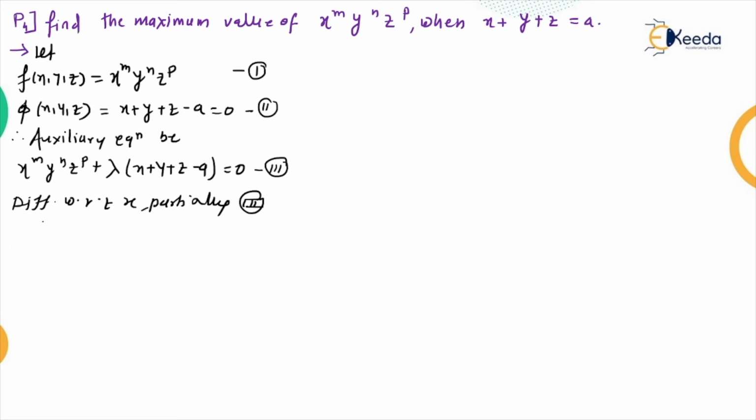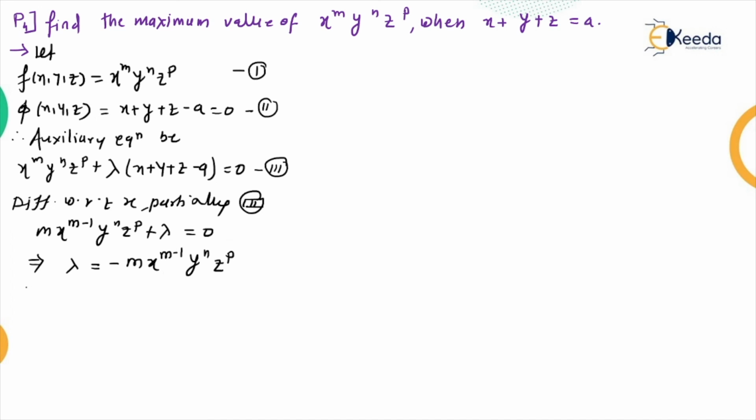After taking the differentiation with respect to x, we get m into x power m minus 1 into y power n and z power p. Because we differentiate with respect to x only, y and z are constants and remain as they are, plus lambda, and that is equal to 0. Therefore the value of lambda is equal to minus m x raised to m minus 1 into y raised to n and z power p, as it is. This is the partial differentiation with respect to x.